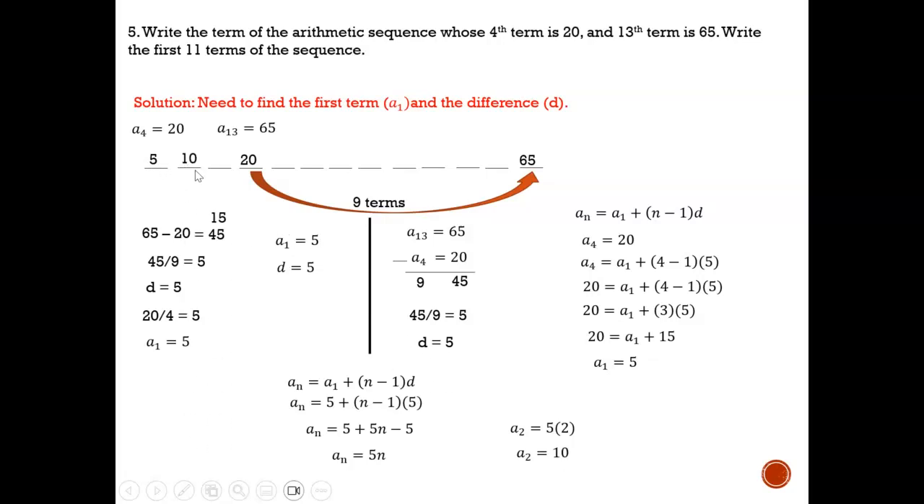So 5, 10, 15, 20, 25, 30, 35, 40, 45, 50, 55, 60. But they only wanted the first 11 terms. That's why I took out the 12th term and the 13th term, because they only want the first 11 terms. So this is my answer, guys: 5, 10, 15, 20, 25, 30, 35, 40, 45, 50, 55. Those are my first 11 terms.